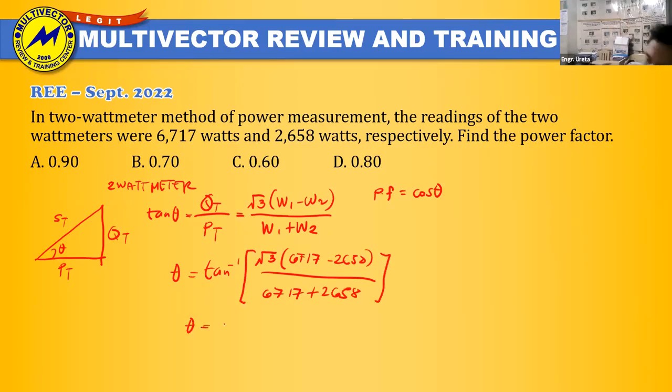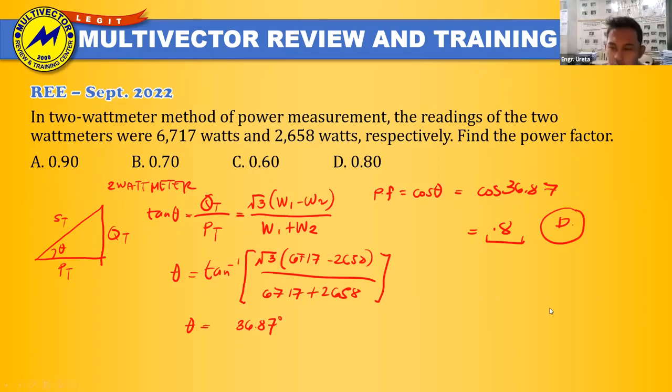Our theta, therefore, is equal to arctangent of the square root of 3 times 6717 minus 2658, all over 6717 plus 2658. Okay, so 36.87 degrees. Therefore, the power factor is cosine of 36.87, which is 0.8. So the correct answer is letter.